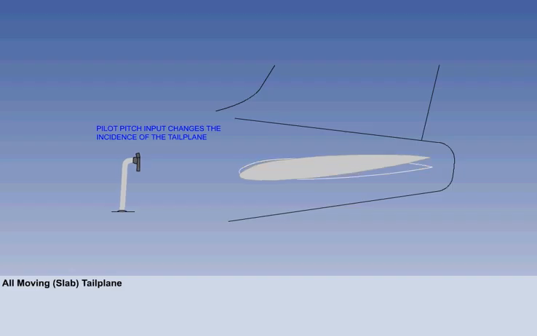Backward movement of the control column decreases the incidence of the tailplane to generate an aircraft nose-up pitching moment. Forward movement of the control column increases the incidence of the tailplane to generate an aircraft nose-down pitching moment.